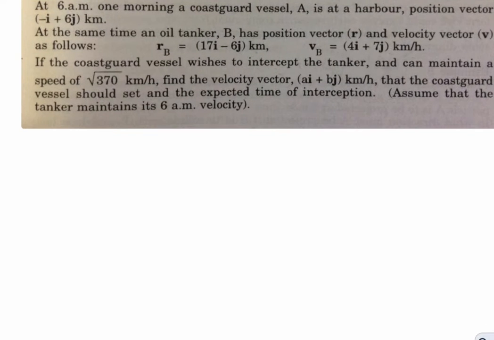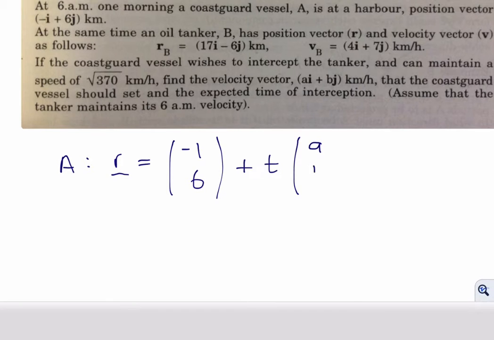So I'm going to use our formulas that we know for the equation of a line, the vector equation of a line, to express these two. So the Coast Guard vessel, first of all, is at a harbour, and the position vector of that is (-1, 6). And it's going to go off on a velocity in the direction AB. Now we don't know what AB is. That's what we're going to try and find here. We're going to try and find what direction or what velocity the Coast Guard vessel needs to set to intercept the oil tanker. And t here is going to be time in hours.